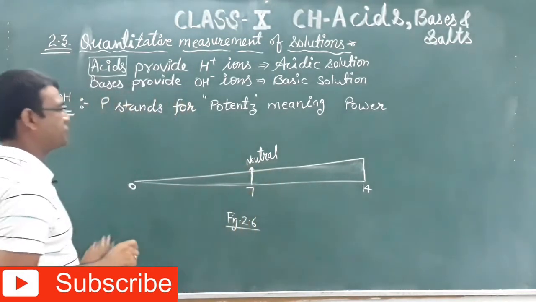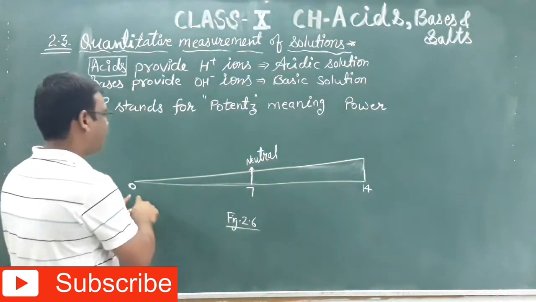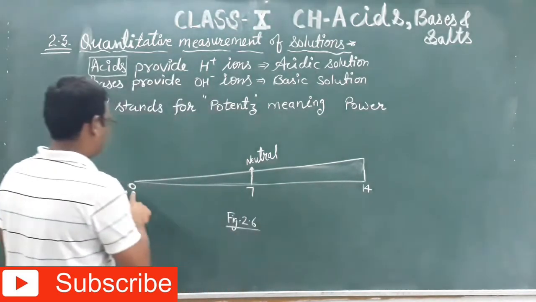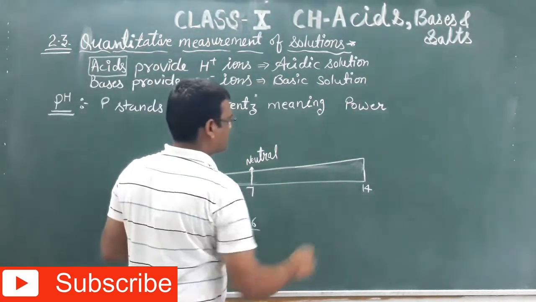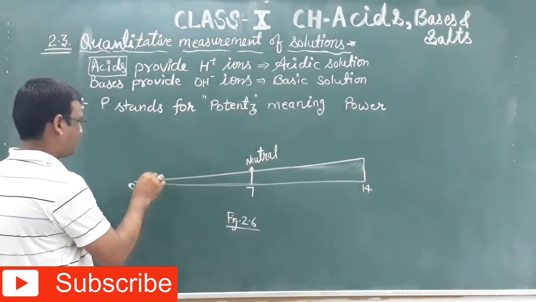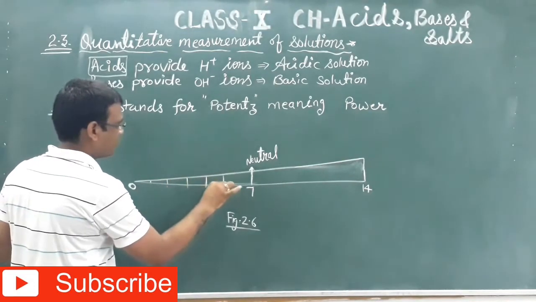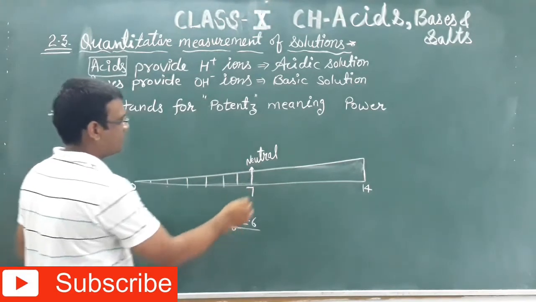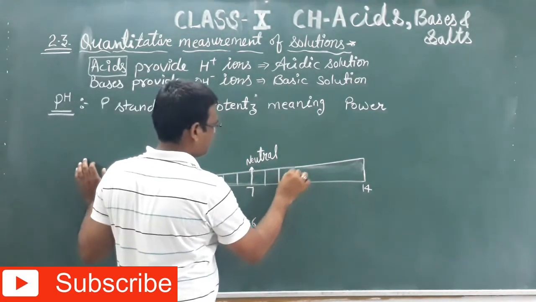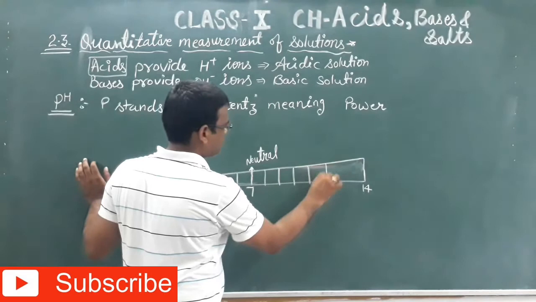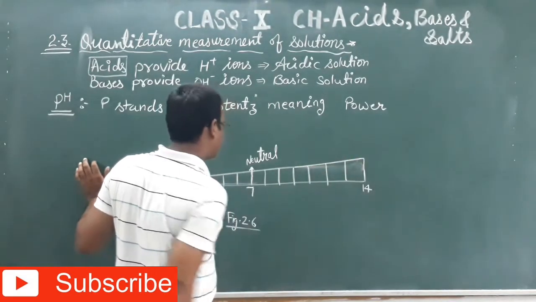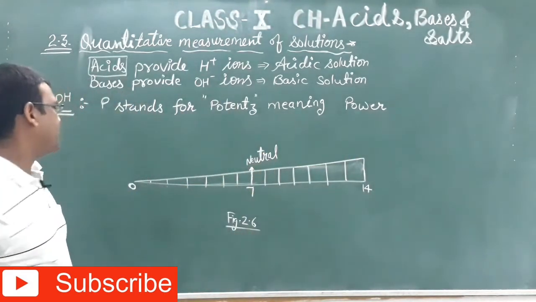This is called neutral. This is the value of pH. pH 0, pH 7, pH 14. Here 1, 2, 3, 4, 5, 6, and then 7, then 8, 9, 10, 11, 12, 13, and 14. This is the pH range.